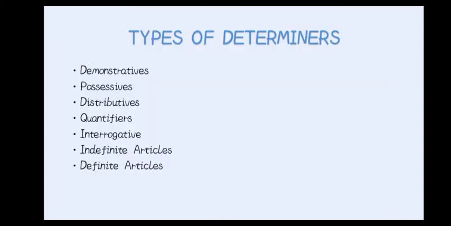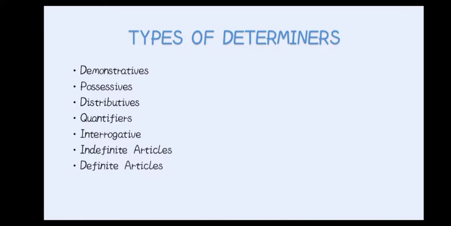Now see, second, types of determiners. Students, there are different types of determiners. The types are demonstrative, possessive, distributive, quantifiers, interrogative, indefinite articles, and definite articles.